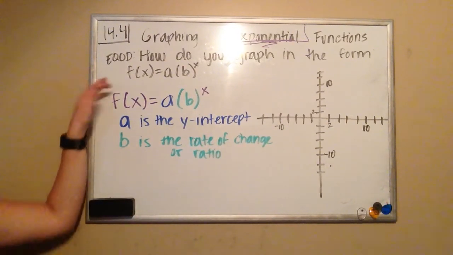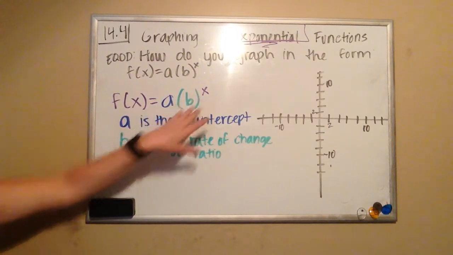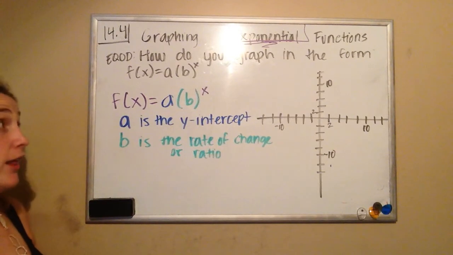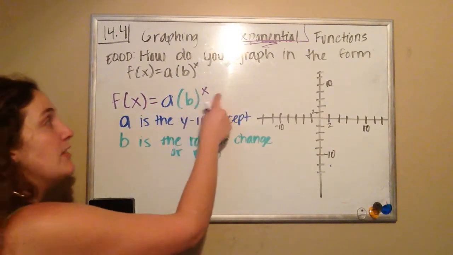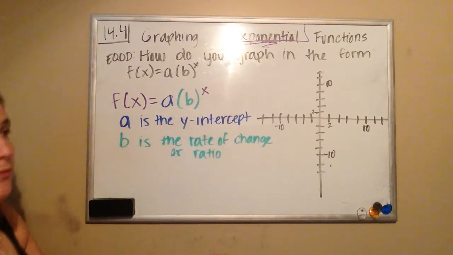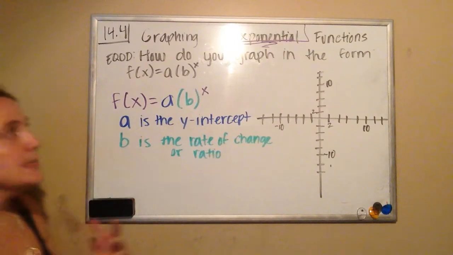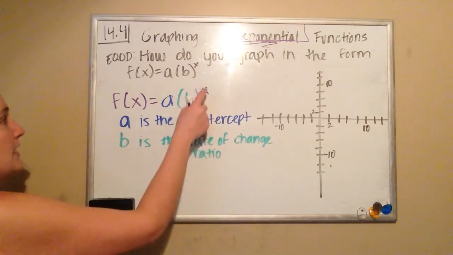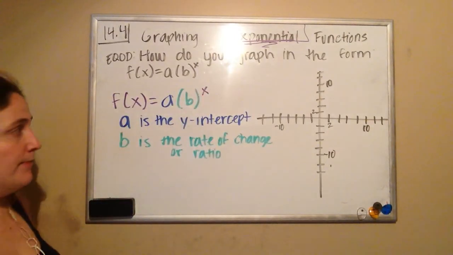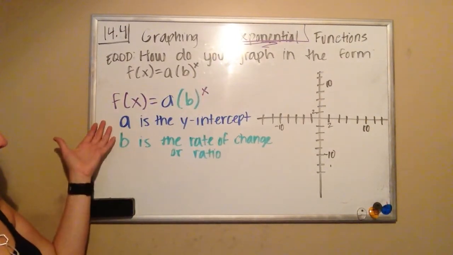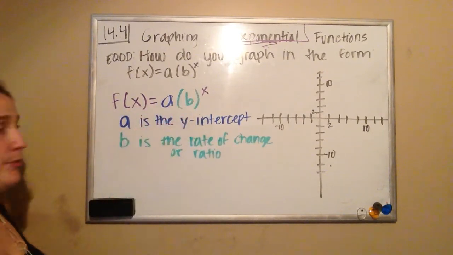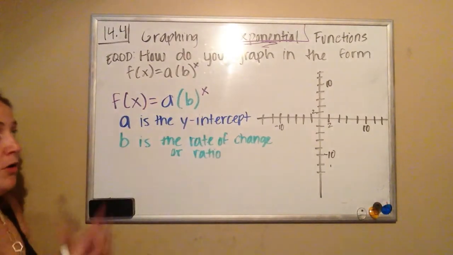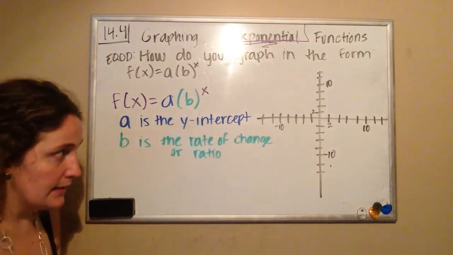So the standard form is f of x equals a times b to the x. This is what it looks like, basically. And we've already written some equations that look like this, right? Just notice that it doesn't have the n minus 1 anymore because we're moving away from geometric sequences and we're moving into exponential functions, which use an x and a y. Okay? So the a in this equation represents the y-intercept.